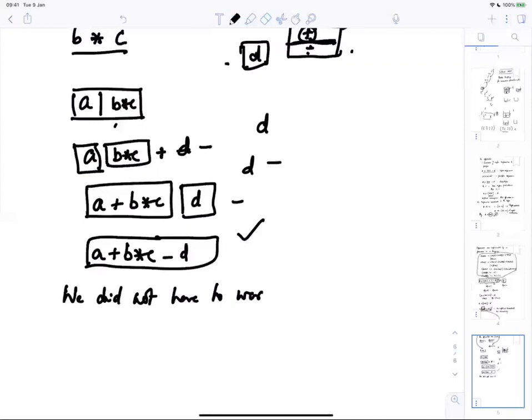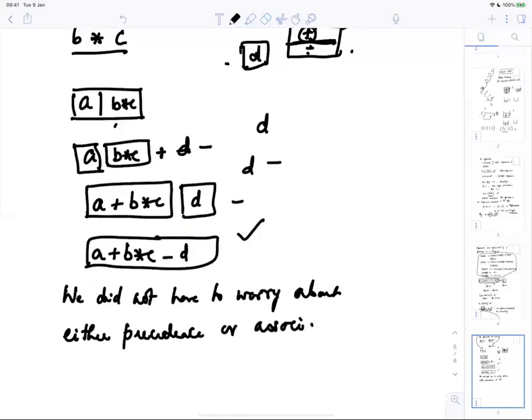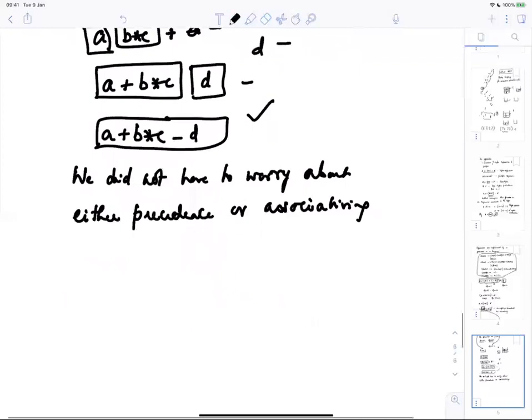Most importantly, we did not have to worry about either precedence or associativity for postfix expression evaluation. So this is the good part about converting any expression, and you can do the same thing with brackets also. Suppose I have a plus b minus c star d, something like this.